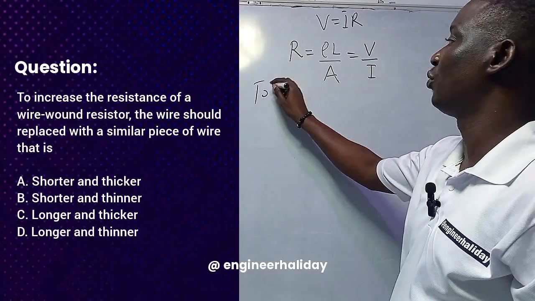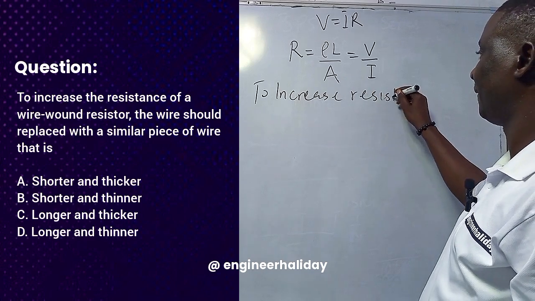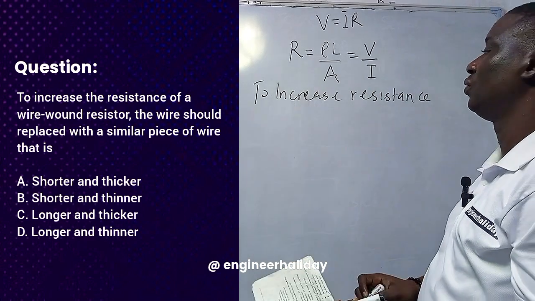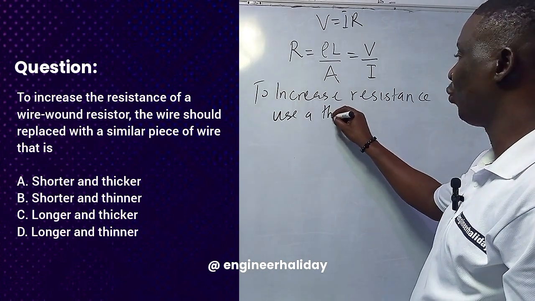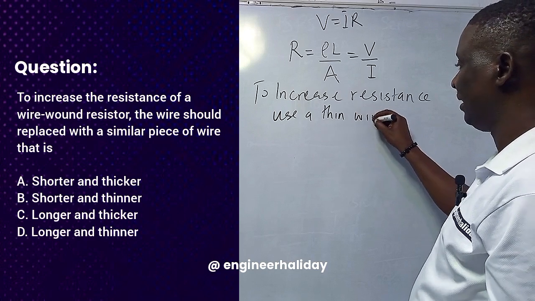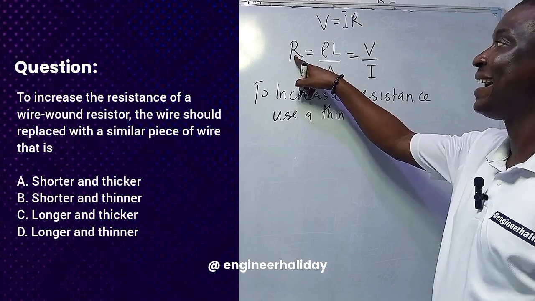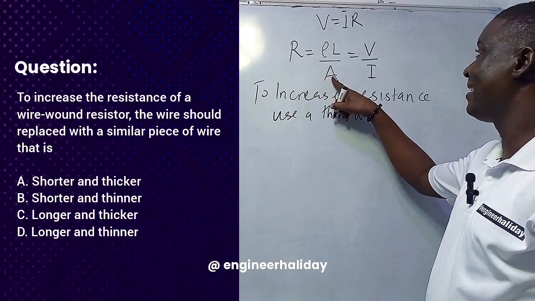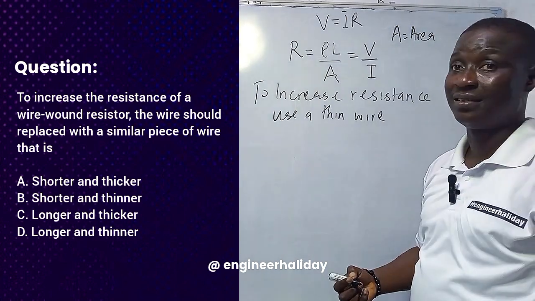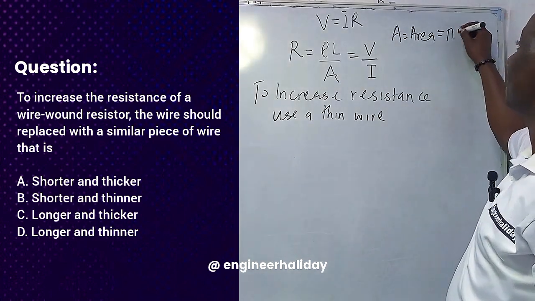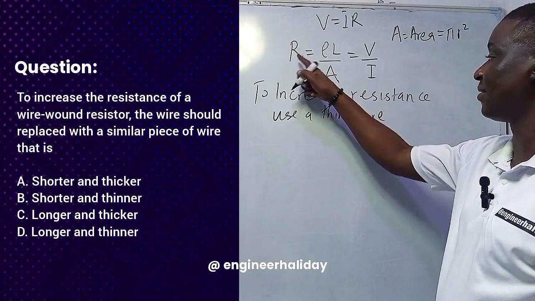Now, to increase resistance, you have to use a thin wire, because the thinner the wire, the higher the resistance. A is area, and area has to do with thickness, which is pi r squared. So if the wire is thinner, it will have a higher resistance.